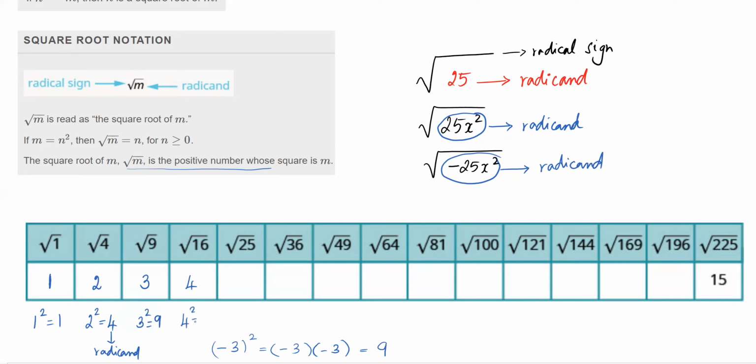So that 4 squared is 16, 5. And I can go on like that. So let me fill that up. 6 squared is 36. 7 squared will give me 49. 8 squared will give me 64. 9 squared is 81. 10 squared is 100. 11 squared is 121. 12 squared is 144. 13 squared 169. 14 squared 196. 15 is filled for us, which is 225. And you can go on. We're just doing the first 15.